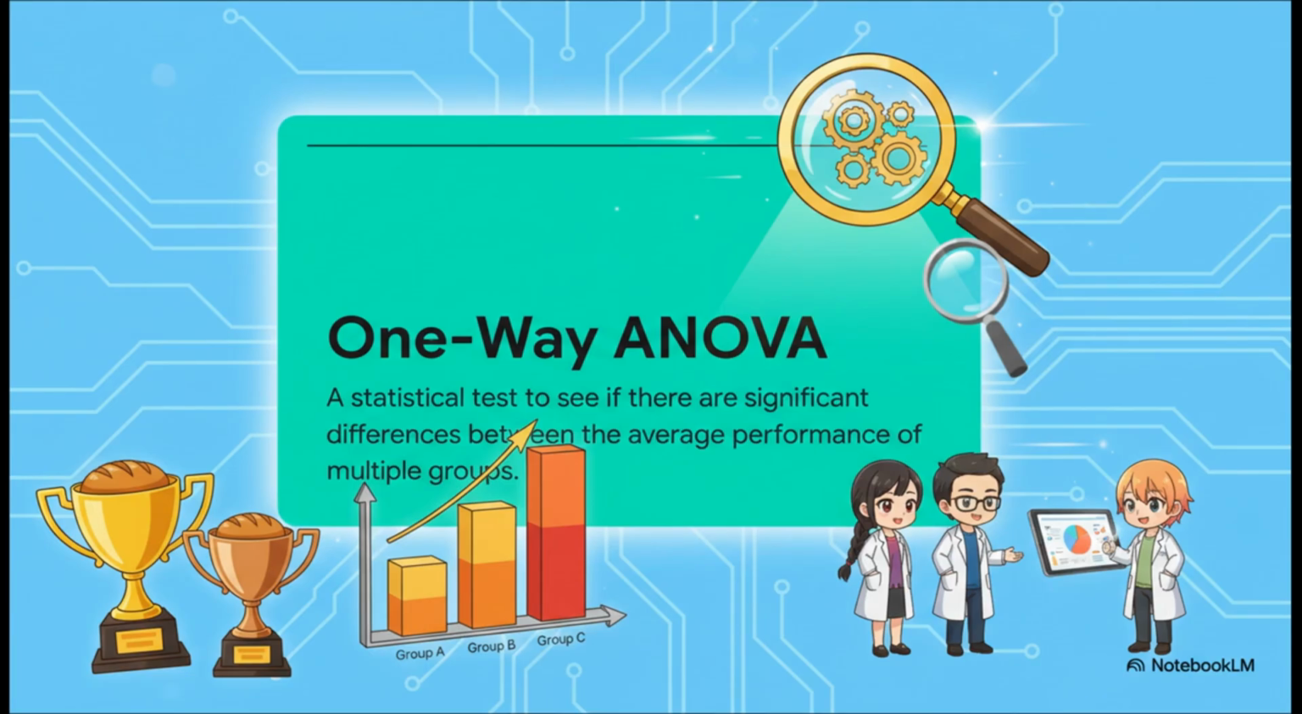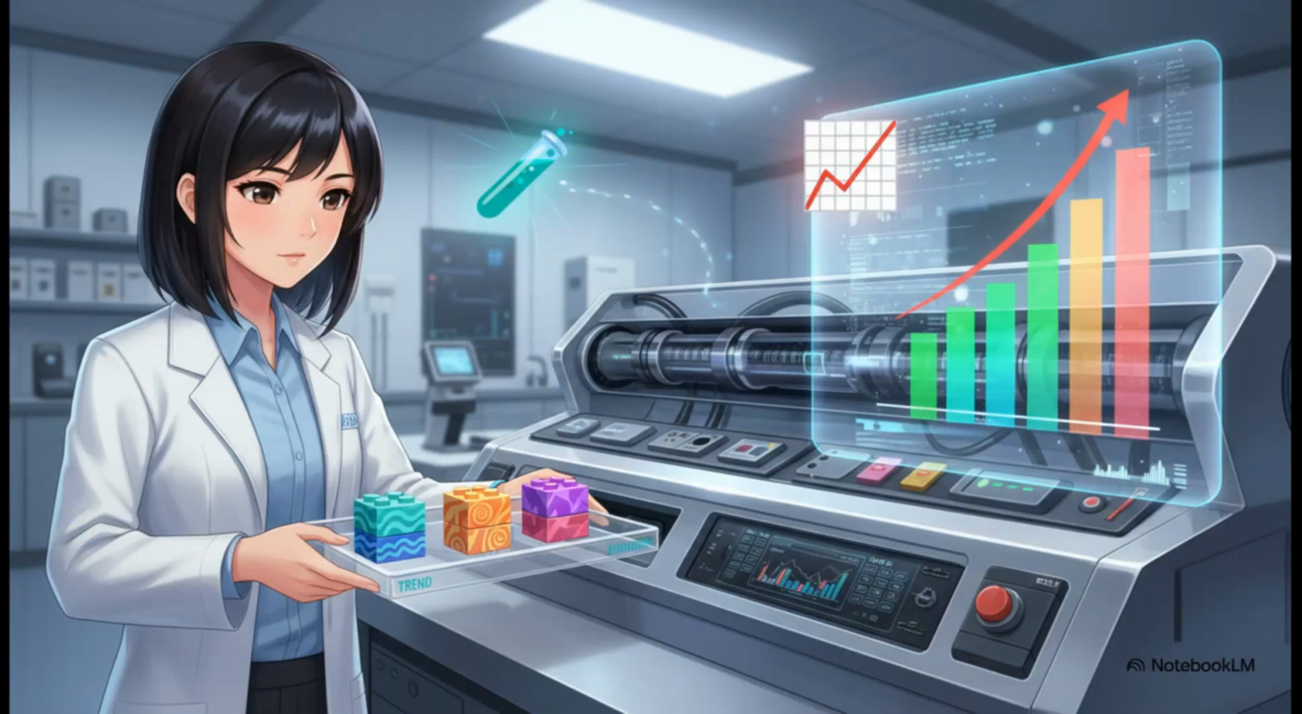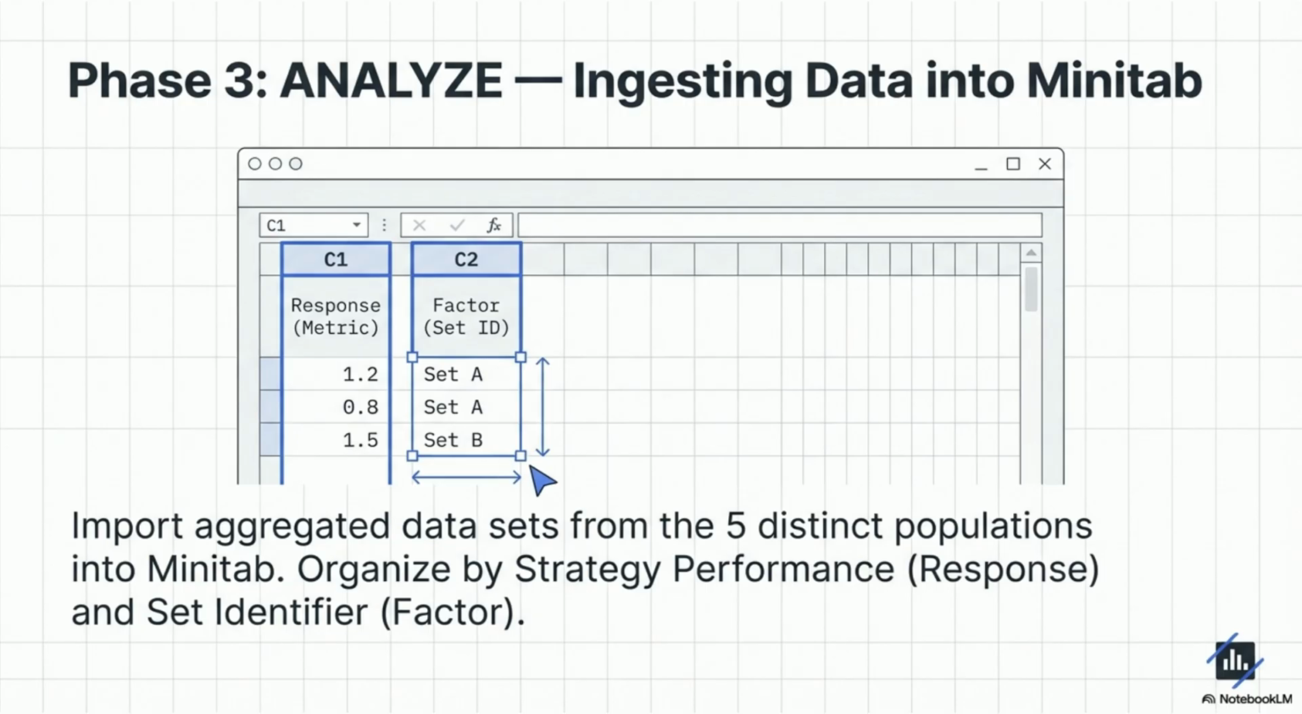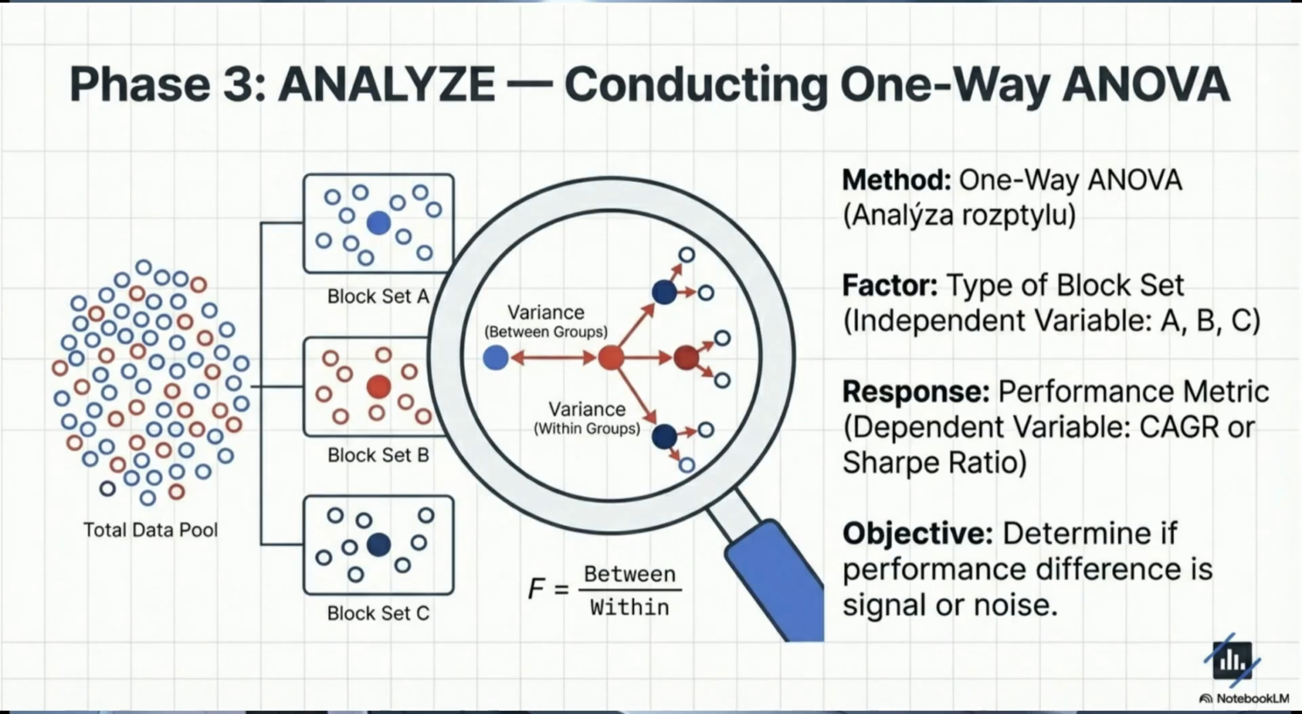It tells us, with confidence, whether one group's results are genuinely better than the others, or if the differences we're seeing are just due to random luck. So in our bake-off, the setup is super simple. The factor, that's the thing we're testing, is just the different building block sets, the trend group, the oscillator group, etc. And the response is what we're measuring, the performance metric we care about, like the compound annual growth rate or the Sharpe ratio of the strategies that were produced.